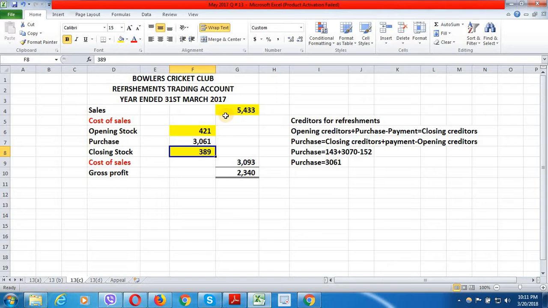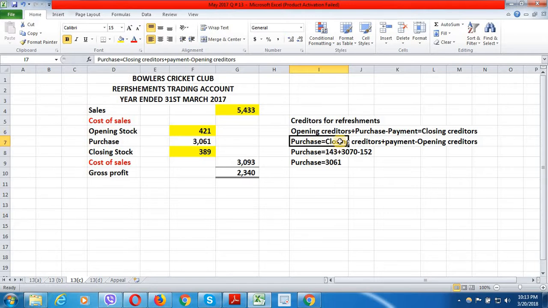Now you will have to calculate the purchase amount. To calculate the purchase amount, you need to think differently. Here in this question, we will calculate the purchase amount by using the creditors figures. Please have a look. Creditors for refreshments. We all know that opening creditors plus purchase minus payment is equal to closing creditors. So if you know the closing balance of creditors, the payment which has been made to the creditors and the opening balance of the creditors, you can calculate your purchase amount. Please have a look how I have calculated it.